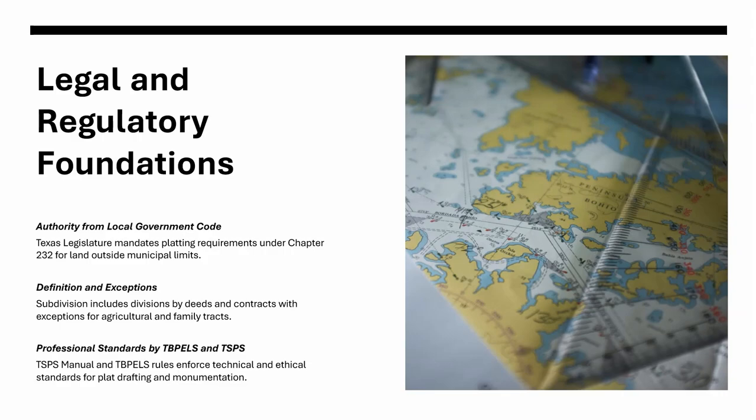Secondly, there are our professional bodies, through the TBPLS rules and the corresponding TSPS Manual of Practice. While the Local Government Code imposes what must be platted, the professional bodies define how the work must be done. The TSPS Manual of Practice for 2024, although voluntary, is widely adopted in practice and incorporated into board rules. It sets the standard for formatting, monumentation, accuracy, and the ideals of ethical drafting. TBPLS rules codify these standards, giving them legal effect, placing obligations on surveyors to produce plats that meet rigid technical and professional qualities.